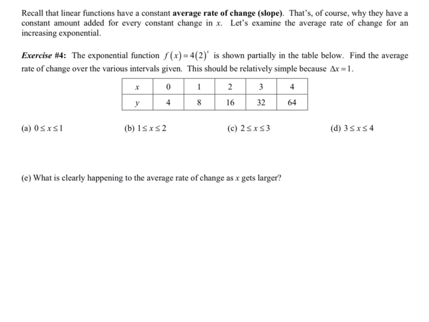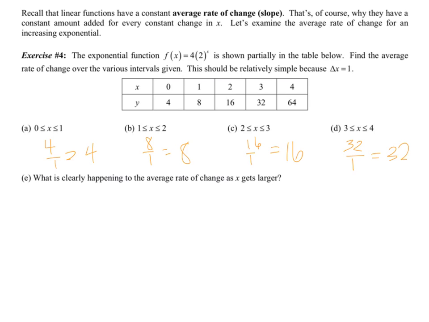Find the average rate of change over the various intervals given. This should be relatively simple because change in x is 1 every time. Going from 0 to 1, y increased by 4, so it's 4 over 1. Going from 1 to 2, remember our change in x is always 1, 8 to 16 is going up by 8. From 2 to 3, again, it's over 1, and it goes up by 16. And from 3 to 4, again, it's over 1, and it goes up by 32. Each one of these, because it's over 1, is just what the numerator is.